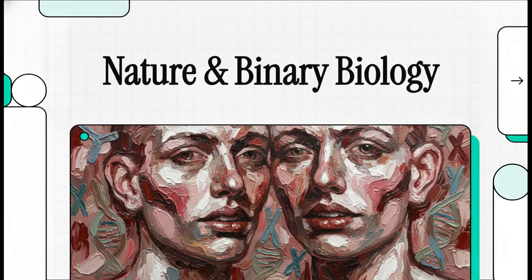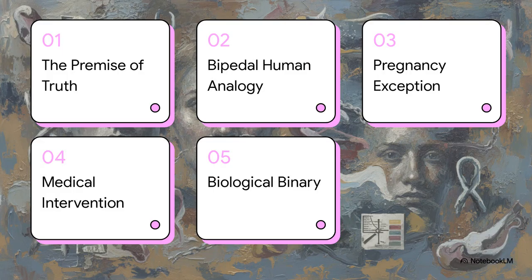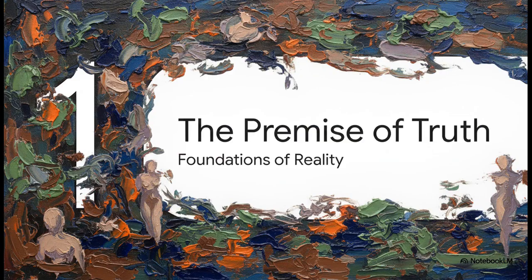Let's get into it. Here is our roadmap. We'll break this down into 5 parts: the premise of truth, the bipedal human analogy, the pregnancy exception, the role of medical intervention, and finally, the biological binary conclusion. Starting off with Part 1, the premise of truth.